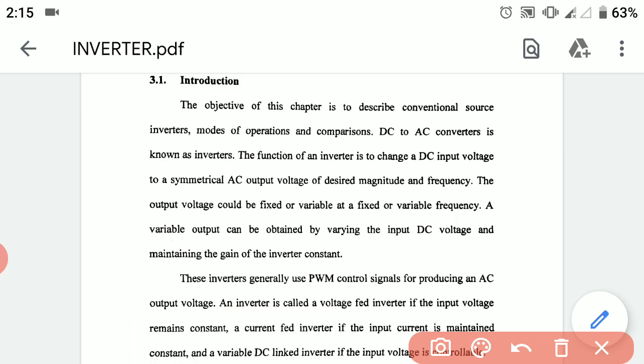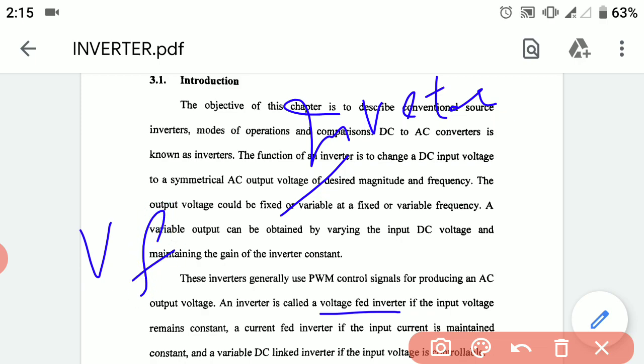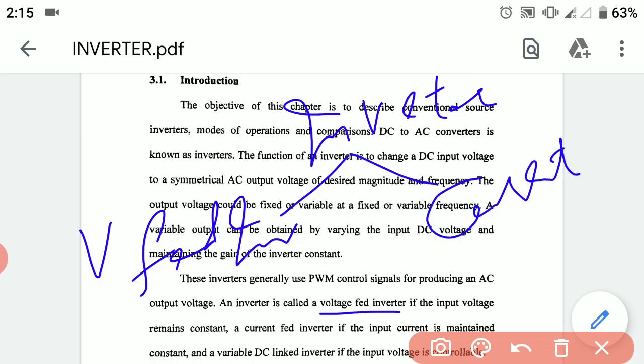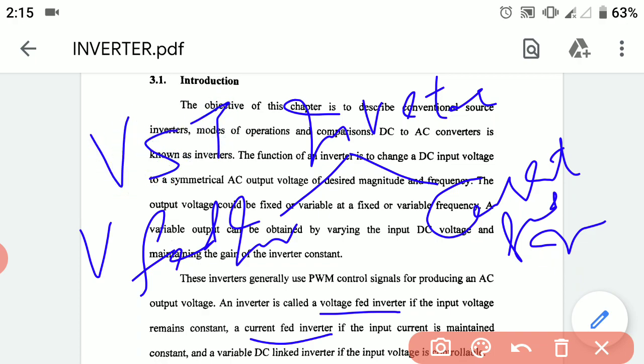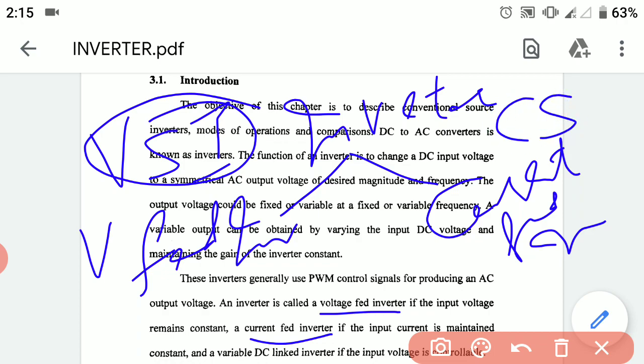Now the inverter circuit is classified into voltage fed inverter or current fed inverter. Voltage fed inverters are also called voltage source inverters, and current fed inverters are also called current source inverters, that is VSI and CSI.